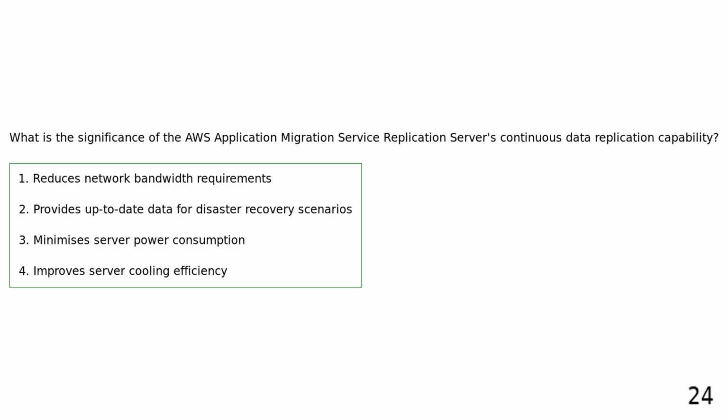What is the significance of the AWS Application Migration Service Replication Server's continuous data replication capability? Reduces network bandwidth requirements. Provides up-to-date data for disaster recovery scenarios. Minimizes server power consumption. Improves server cooling efficiency.